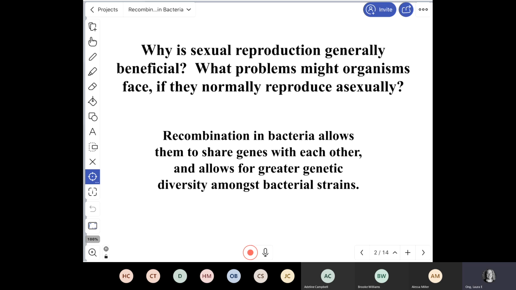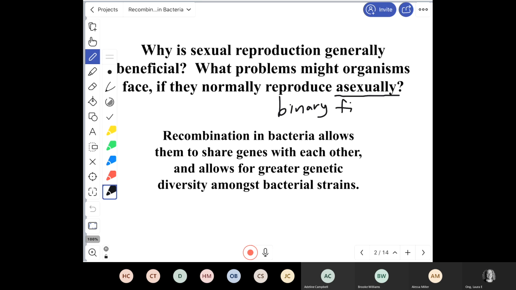So remember that bacteria normally are going to reproduce asexually. They're doing binary fission. So each daughter cell is going to get the same exact genetic information as the ancestor cell. And that's kind of quick and easy, but they don't get the benefits of sexual reproduction.